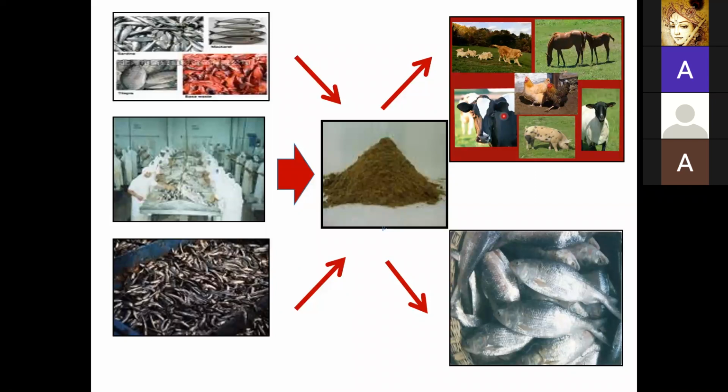Besides cattle or poultry, we can also incorporate some percentage of it as protein in the feed of fish. So we can also incorporate it in the feed of the fish. So that is the utilization.